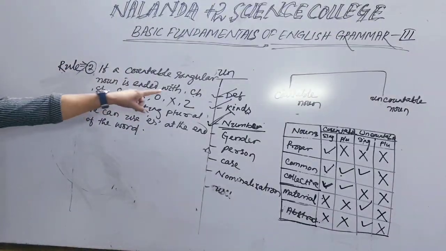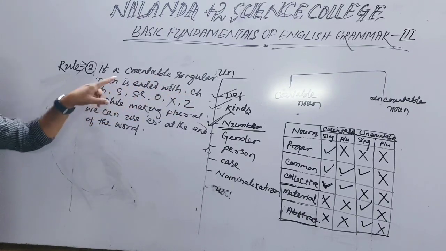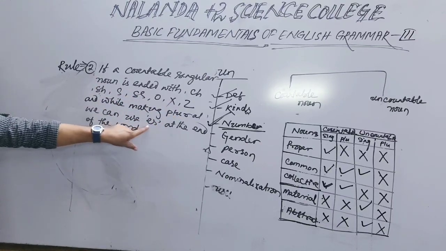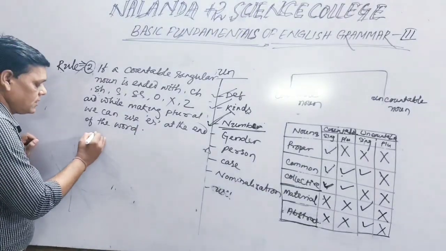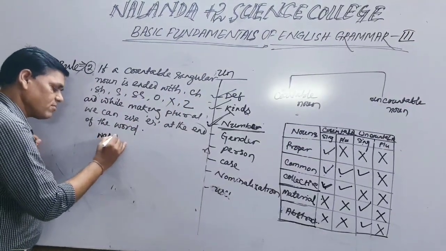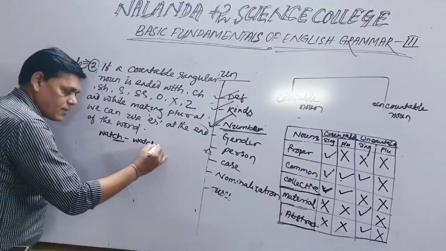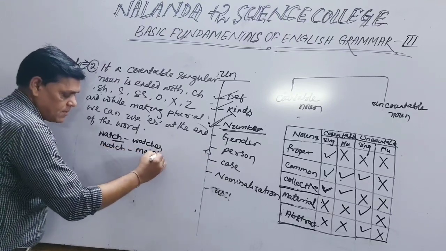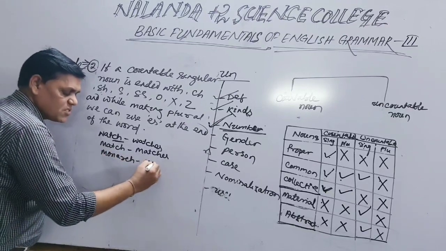Look students, these are the last points of countable singular nouns: ch, sh, s, ss, o, x, z, and in the changing process es is to be inserted to make it plural. First, ch: watch, watches. Match, matches. Monarch, monarchs.